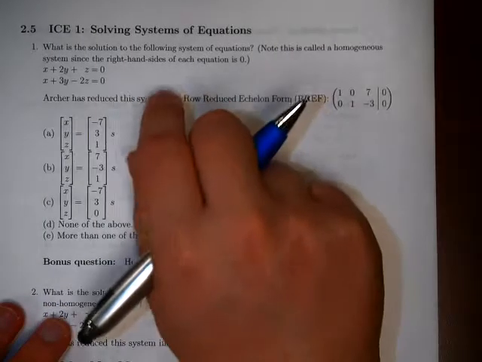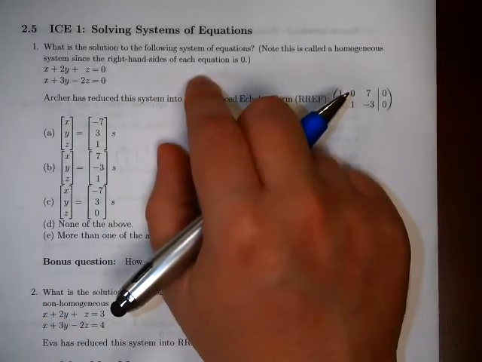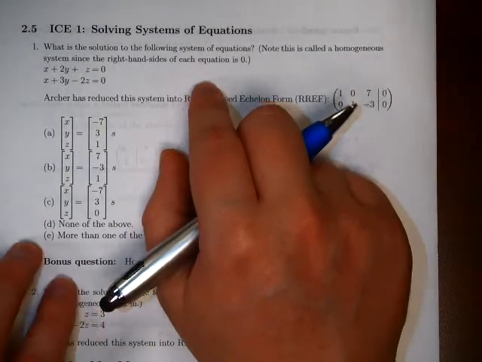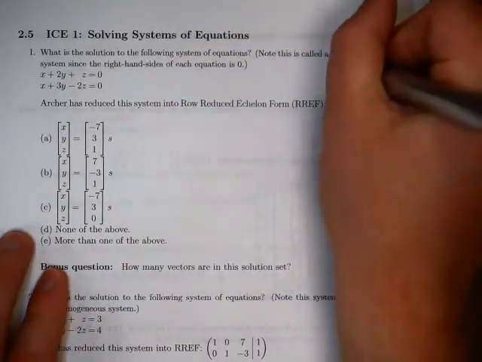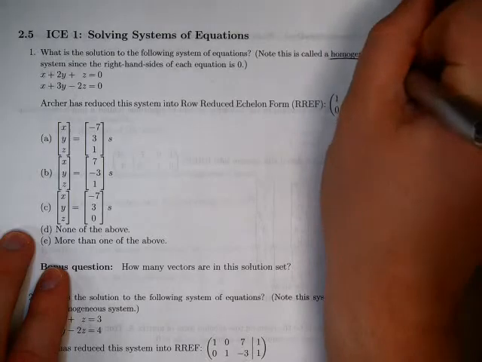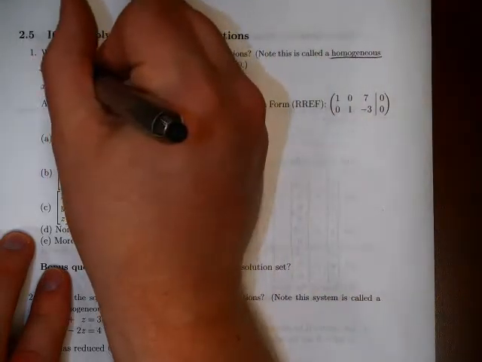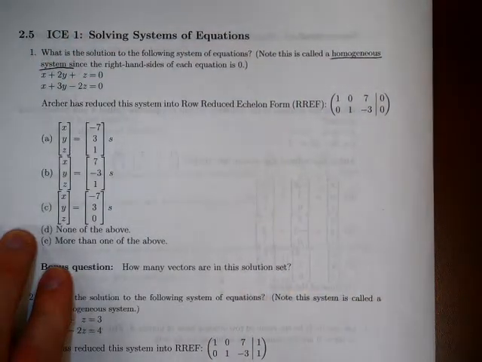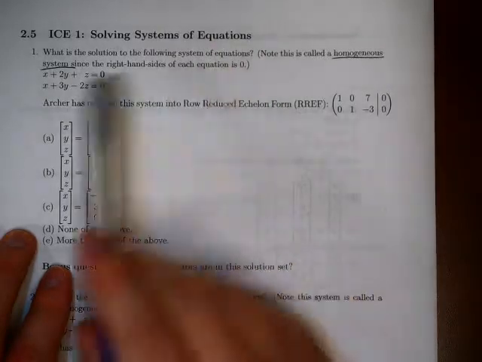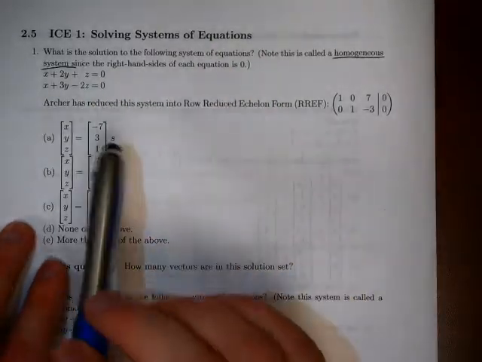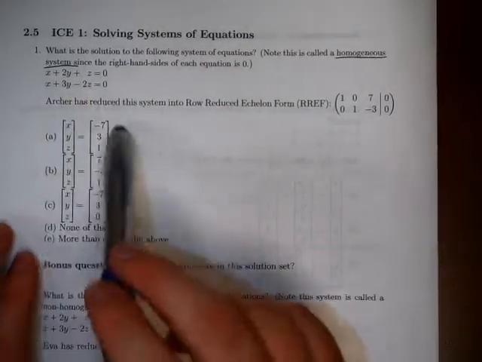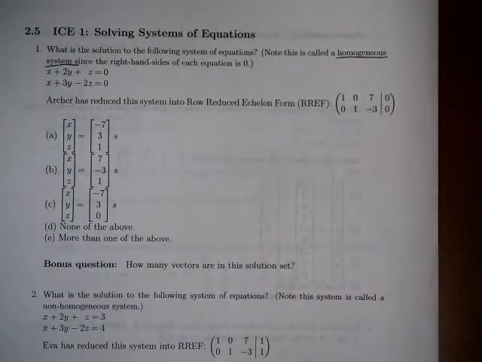Alright, so let's say we want to find the solution to the following system of equations. We're going to call this a homogeneous system. This will come up every once in a while in the future, since the right-hand side of each of the equations is 0. Archer's reduce this. Archer and Eva are both cats of Dr. Hershey, who helped create these notes, so her cats are going to show up every once in a while.